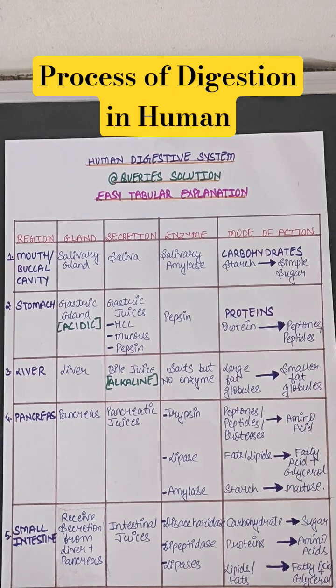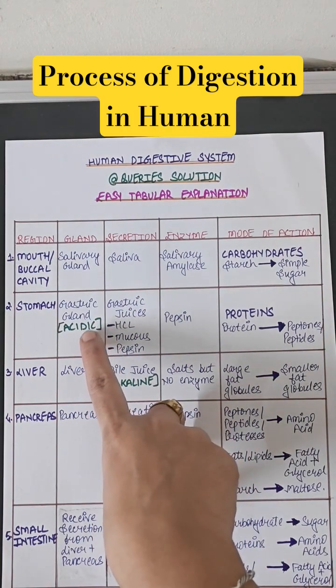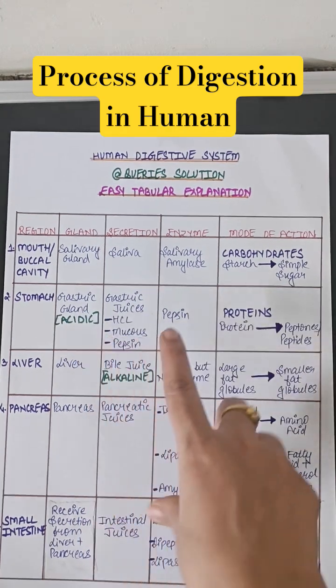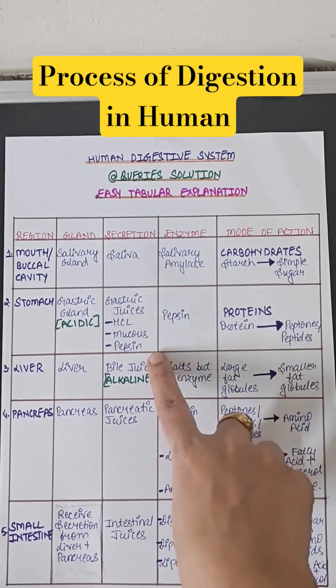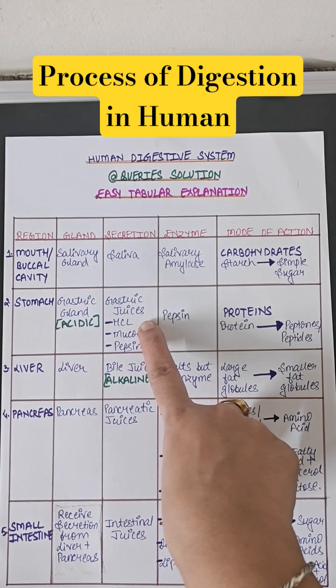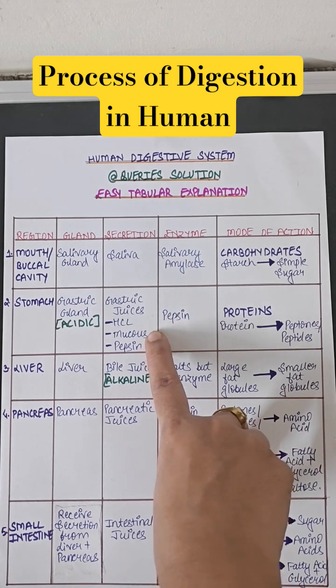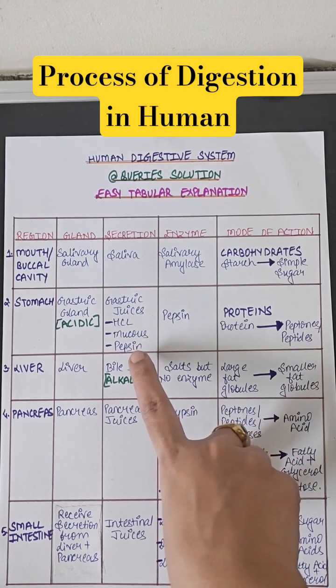In the second part, the stomach consists of glands which are known as gastric glands, and the secretion of the gastric gland makes the food acidic in nature. And we do know that the gastric gland produces juices which consist of three main elements. One is the hydrochloric acid, making the food acidic in nature. One is mucus, which protects the inner lining of the stomach from the acidic action of the HCl, and one important enzyme which is pepsin.